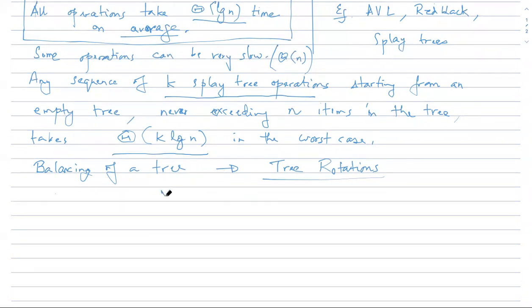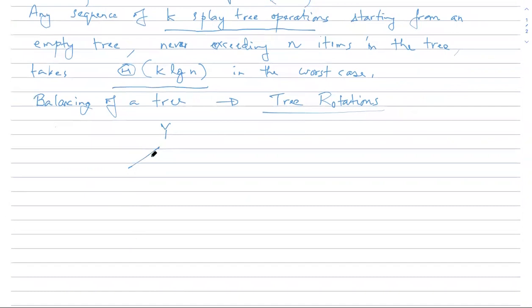So let's develop an insight for the tree rotation. Here Y is a node and X is another node. X is a child of Y, and underneath X you have a subtree on the left and a subtree on the right. Let's say these are subtree A and subtree B. And on the right of Y, you have the subtree C.